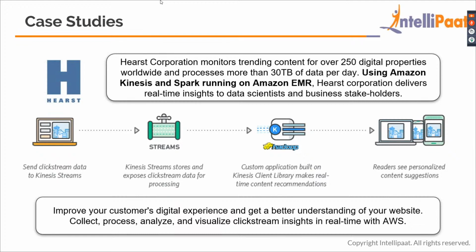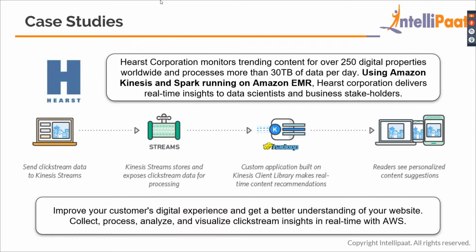And therefore comes in Amazon with Kinesis to stream data, then Spark running on EMR to process data. So Hearst Corporation uses this to deliver real-time insights to data scientists as well as business stakeholders. So that's the Hearst part. You can see the diagram below.